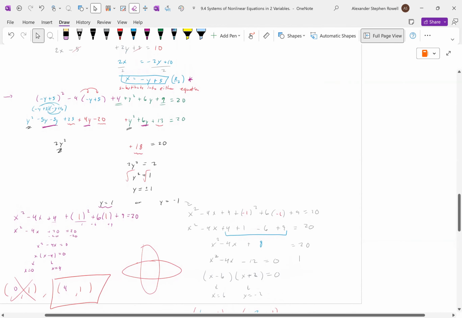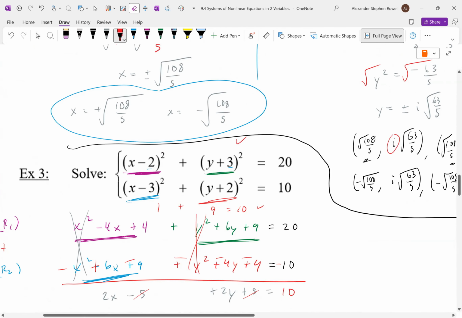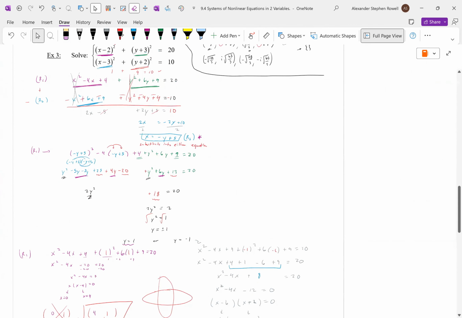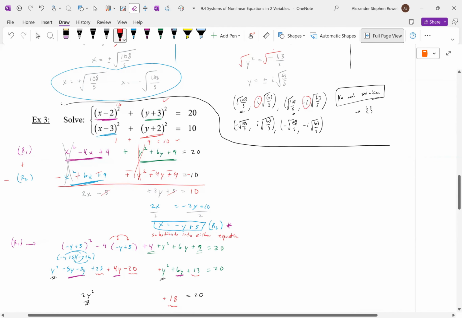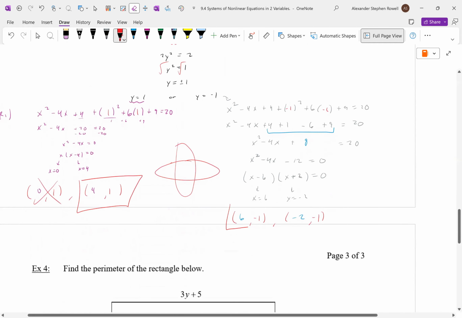So (6, -1). 6 minus 2 is 4, and 4 squared is 16. Yeah, (6, -1). Okay, so -1 for y would give us 2. So 2 squared is 4, and this is equal to 20. That checks out. And then if we plug in 6 here, we would get 3 squared is 9. Then -1, so we get 1 squared, equal to 10. So that checks out. This is in fact a solution.